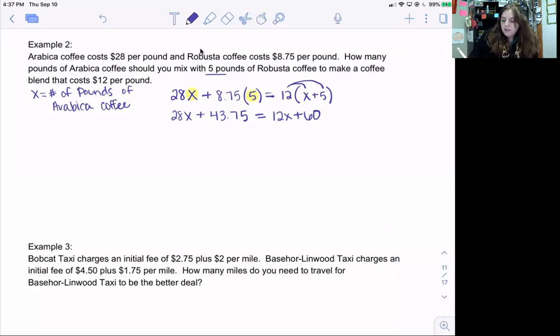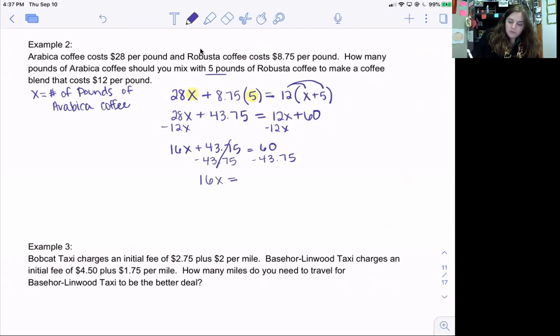Now, if we want to solve for x, I'm going to start off by subtracting 12x and moving it to the left. 28x minus 12x gives us 16x plus 43.75, which equals 60. Now let's subtract 43.75 to the right. So 60 minus our 43.75, we have 16x equals 16.25. And then to get x by itself, we're going to divide.